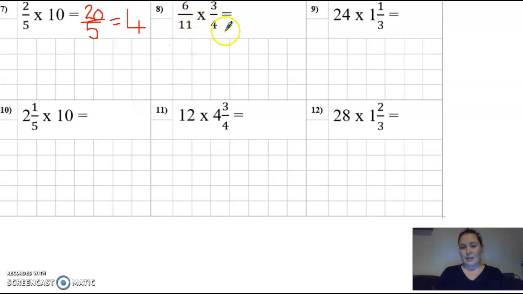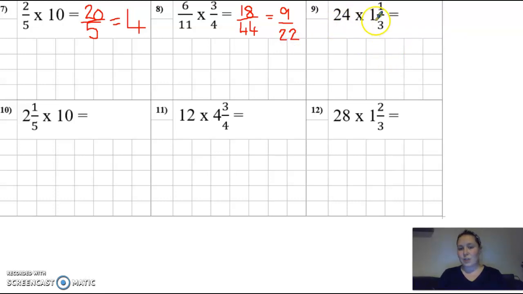6/11 times 3/4. Now remember, when you've got two fractions, you're multiplying across the numerator and then across the denominator. So 6 times 3 is 18. And 11 times 4 is 44. Again, that answer is absolutely right, but you can simplify it. Both of these numbers are even, and therefore you can divide them both by 2. So we would simplify this as 9 over 22. Again, whichever answer you've put, they are both right.